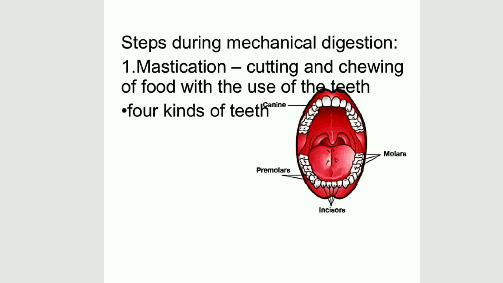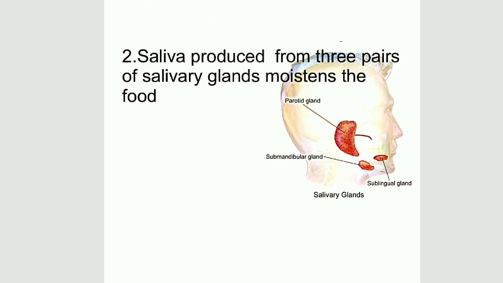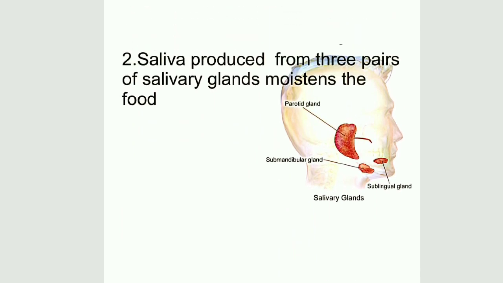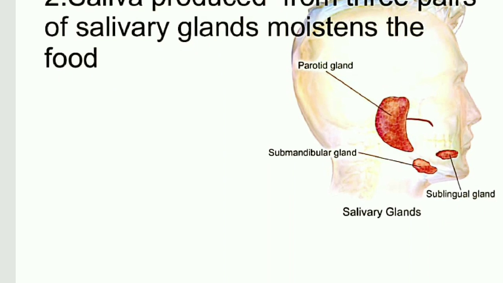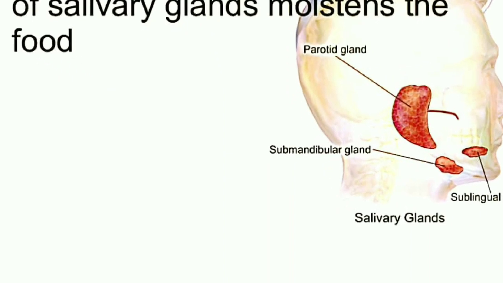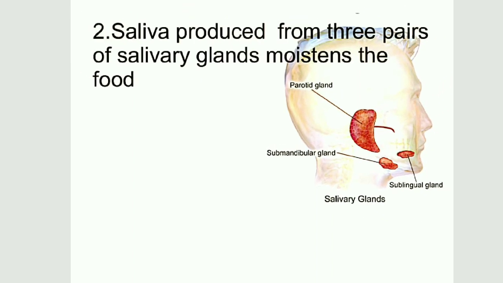First we will eat the food and cut it into small pieces. Then saliva is produced from the salivary glands. As you can see in the picture, there are three pairs of salivary glands. First is the parotid gland, second is the submandibular gland, third is the sublingual gland. It is not in your syllabus currently, but still for your knowledge I am sharing it.